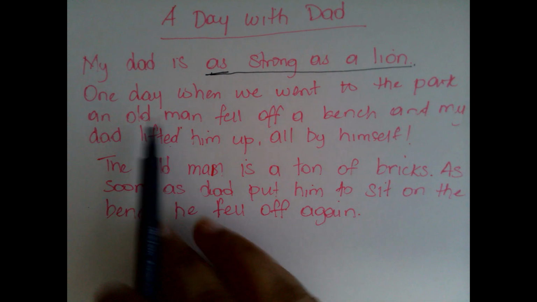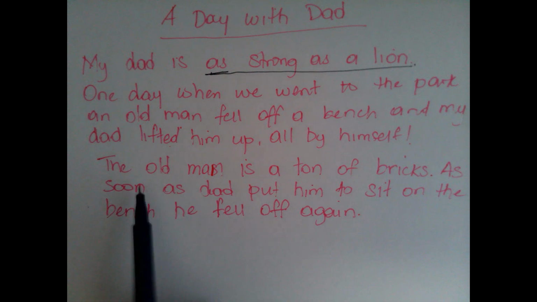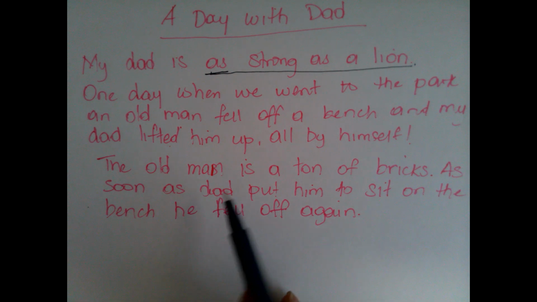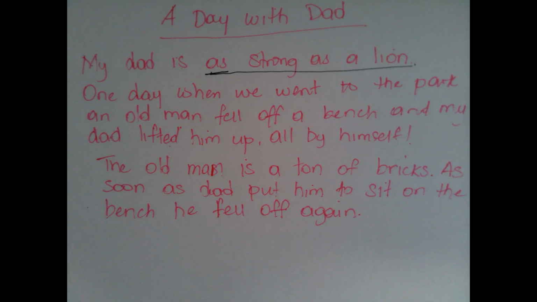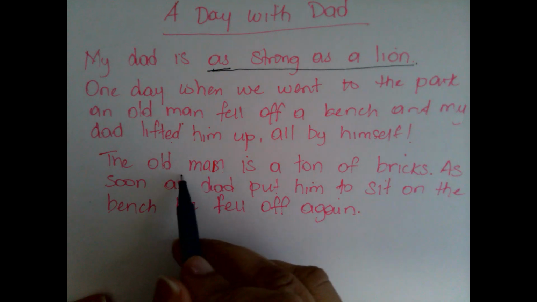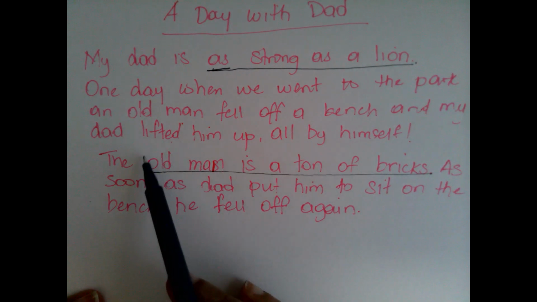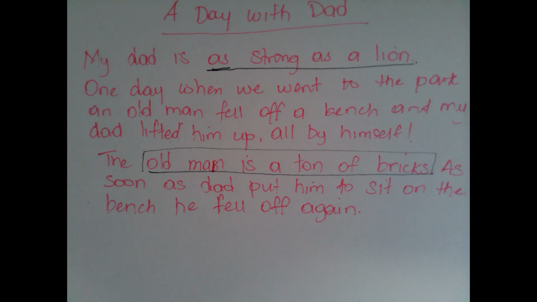And so on. So we do, the old man is a ton of bricks. As soon as Dad put him to sit on the bench, he fell off again, right? So here, what did we use here? The old man is a ton of bricks. And you could say, Miss, we use a metaphor because we said the old man is a ton of bricks. We're actually comparing the old man to the ton of bricks without using as or like.